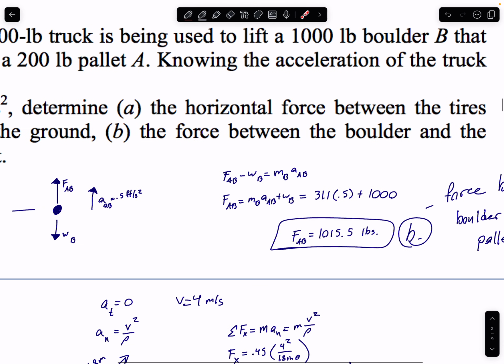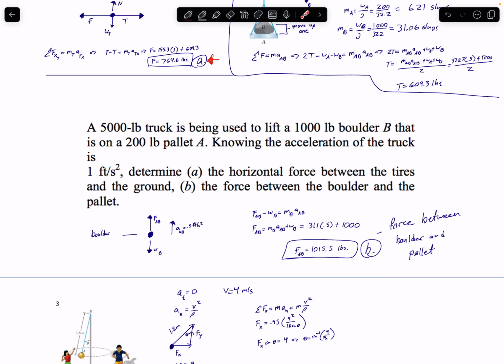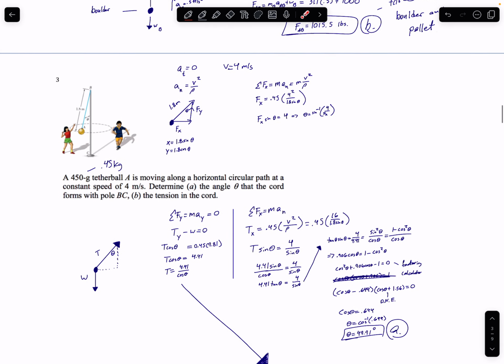So we know that the force of AB minus the weight of B is equal to the mass of B times the acceleration of AB. Again, a bit of algebra, and we find that the force of AB is equal to 1,015.5 pounds. So that's the force between the boulder and pallet.